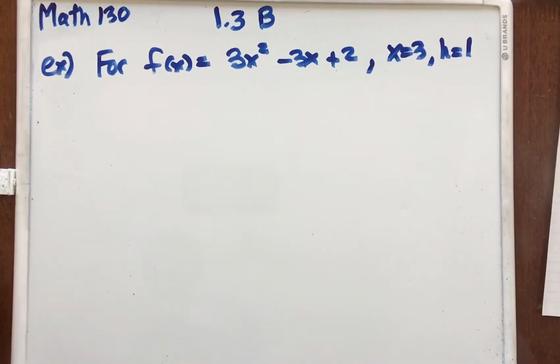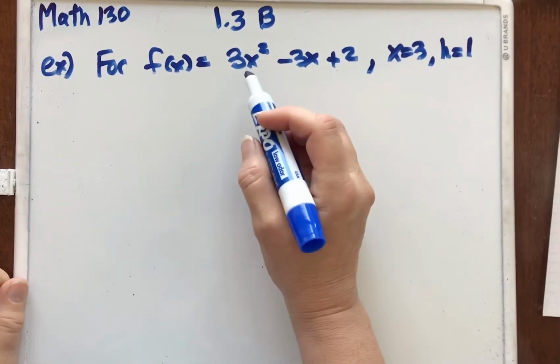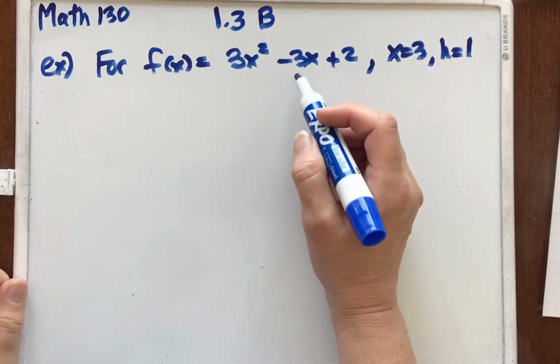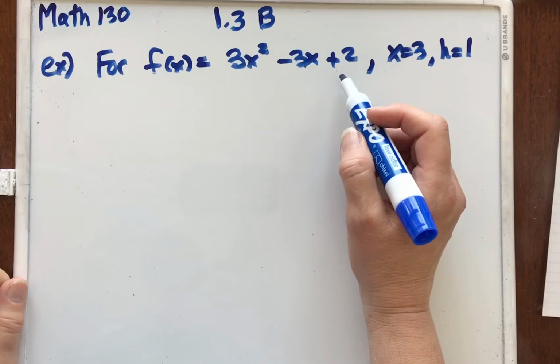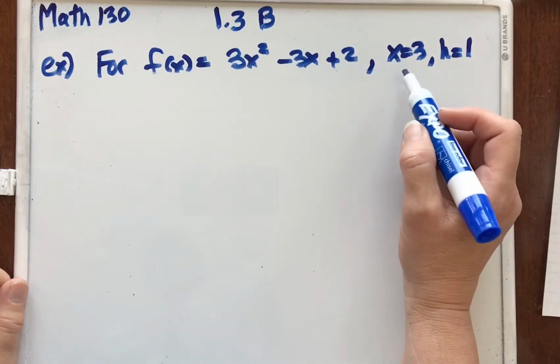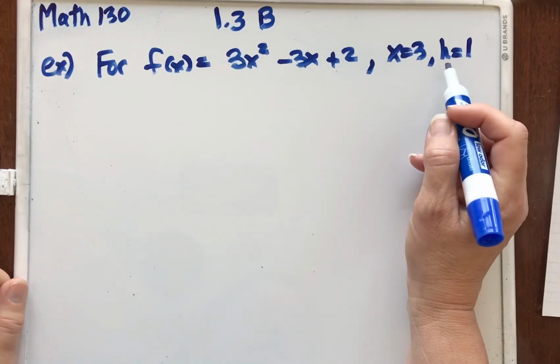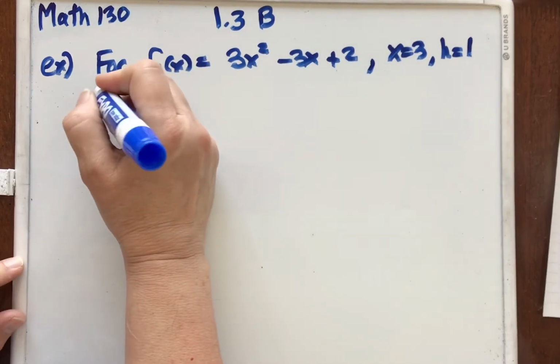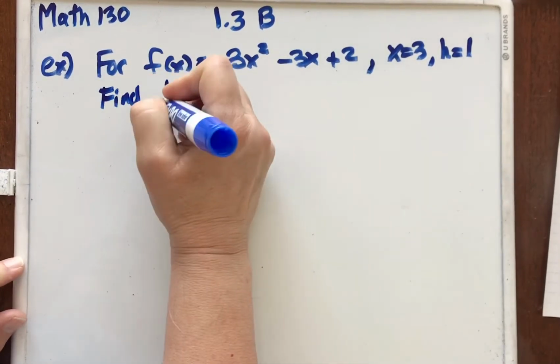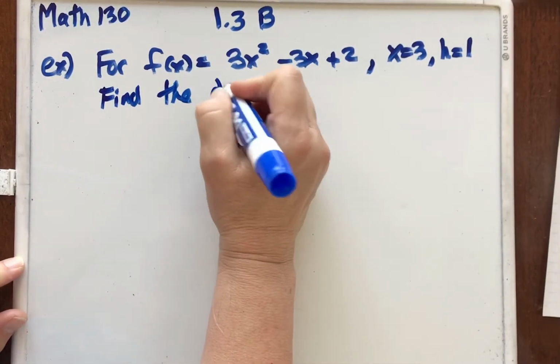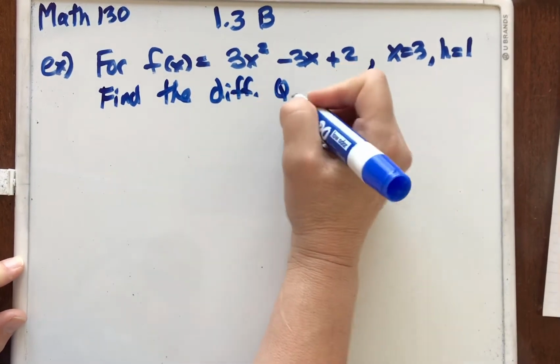1.3b, we're going to continue on with a different question. For f of x equals 3x squared minus 3x plus 2, where we're given x equals 3 and h equals 1, they will say find the difference quotient. Find the difference quotient.